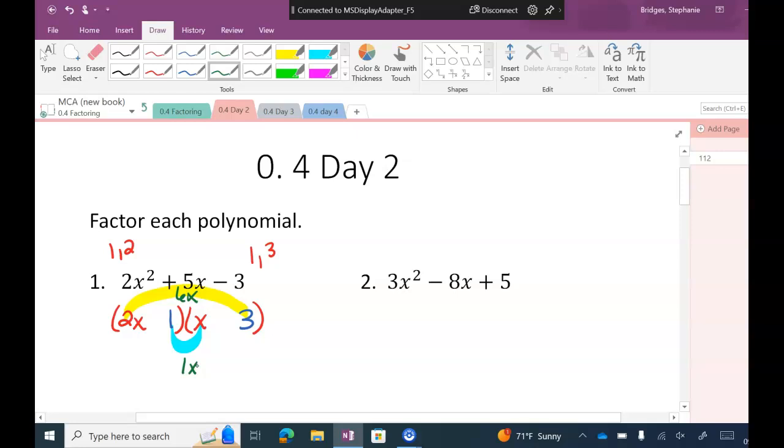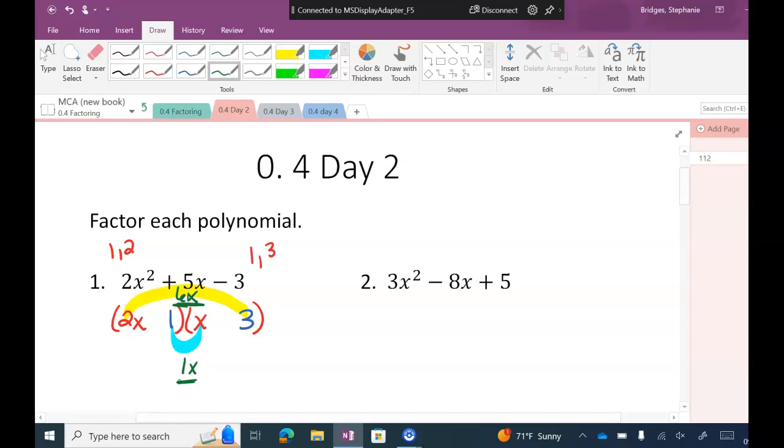What I want to know is, do those subtract to give me 5? Does 6x minus 1x give me 5x? It does. Okay. So we know we have our placements correct. If that didn't work, what I would do is I would switch my 1 and my 3 and try it again. Okay. But it's always the product of the first 2 and the product of the middle 2. Do those add or subtract to give you that middle term?